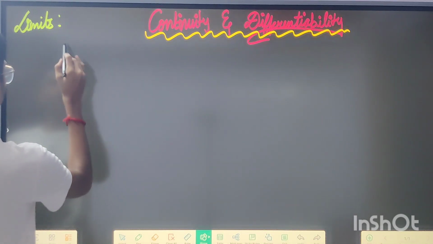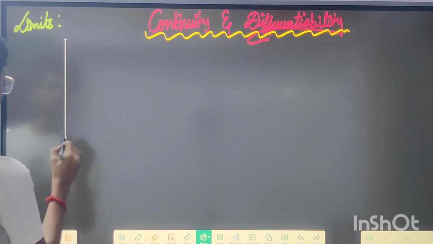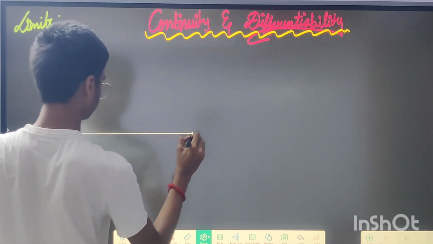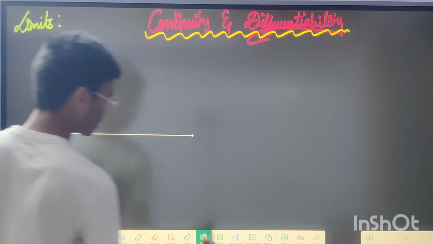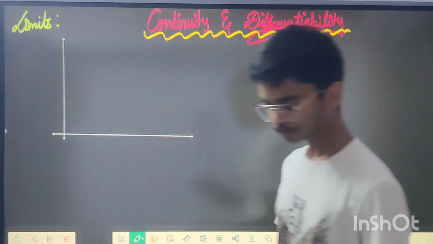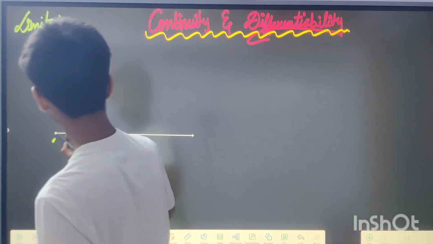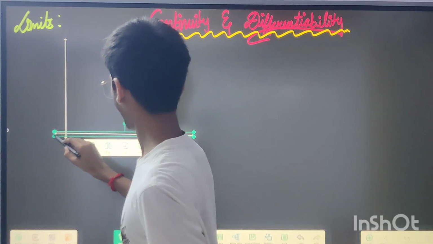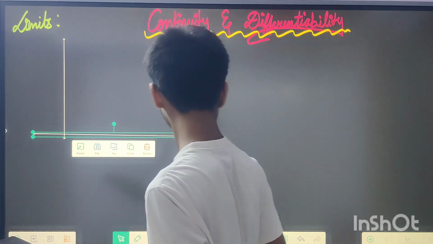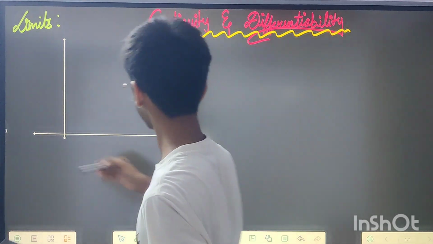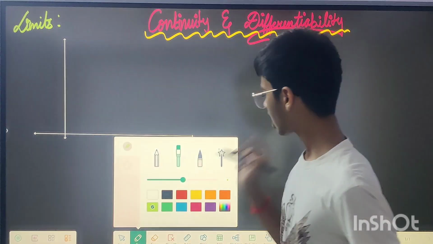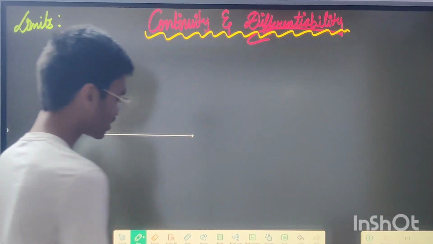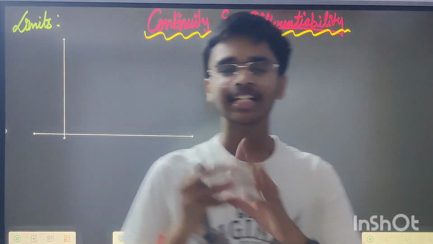So I'll just take a graph. Okay, a graph like this. So this is a graph and I'm going to write a function. See, very simple. I will just explain it from the beginning. Limit is a technique, okay? It is just a technique.